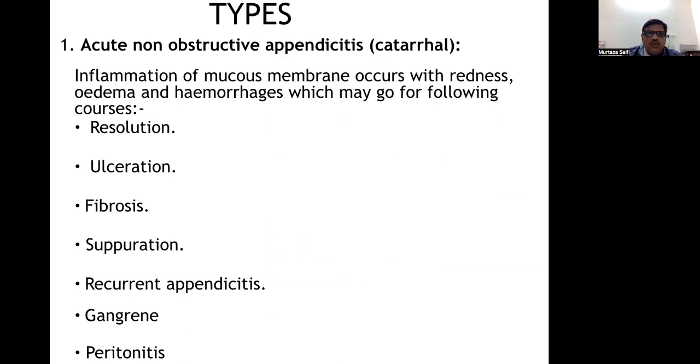Types of acute appendicitis. Acute non-obstructive appendicitis is called catarrhal. Inflammation of the mucous membrane occurs with redness, edema, and hemorrhage, which may follow this course: it may resolve, ulcerate, become fibrosed or suppurate, cause recurrent appendicitis, or become gangrenous and perforate, causing peritonitis.